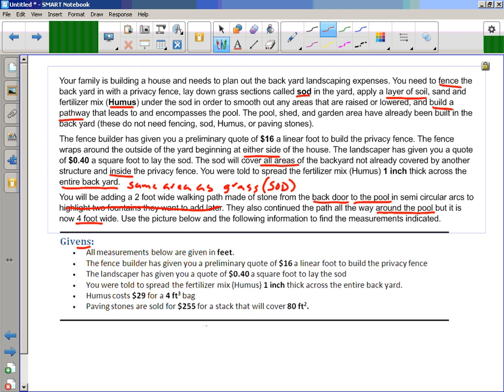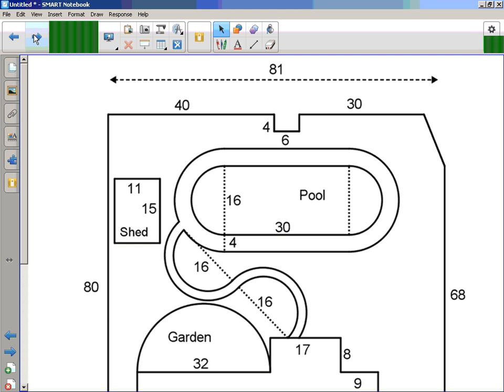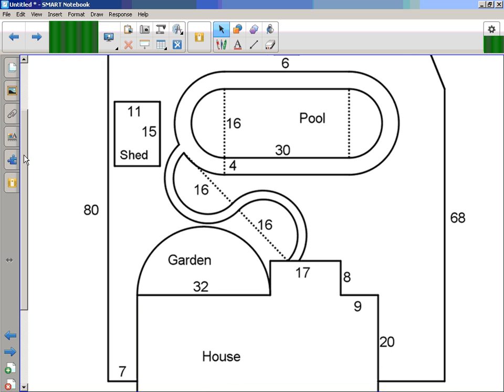This information here is going to be important later, but right now I'm not really concerned about numbers. I just want to get the concept. So let's look at the picture. In the picture, I'm going to add things and take away things as I see that I can. As I zoom down a little bit, here's the backyard, and of course, we've got the house down here. This is the house. That would make this area right here the back door that leads out to the path.